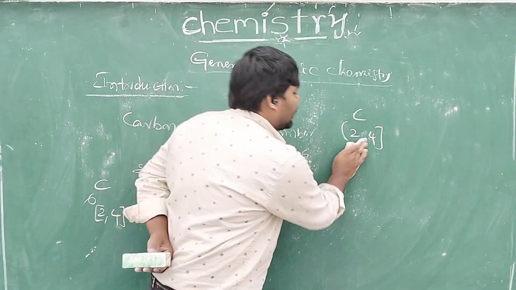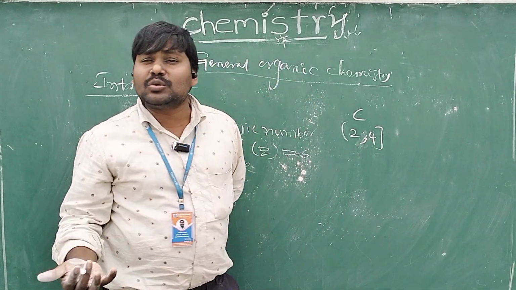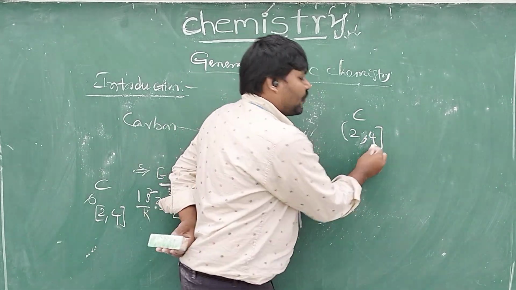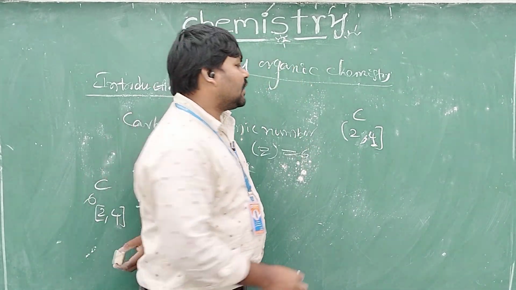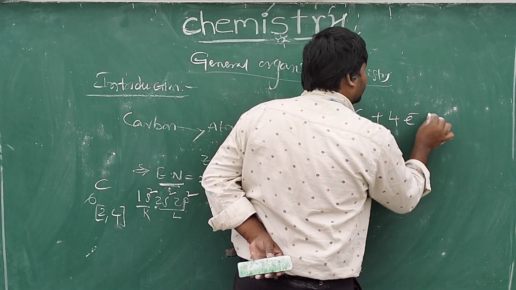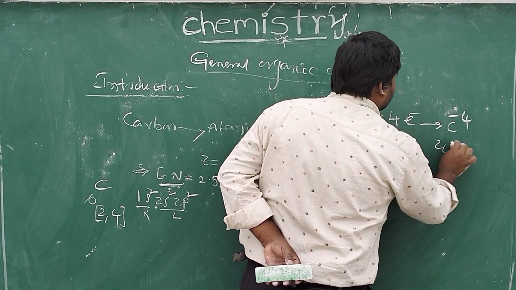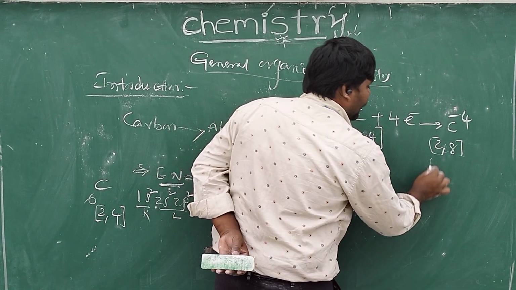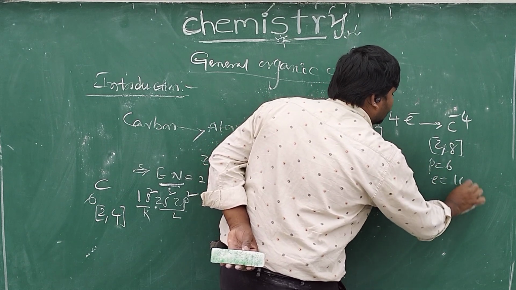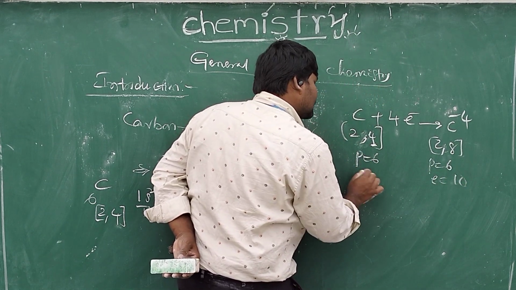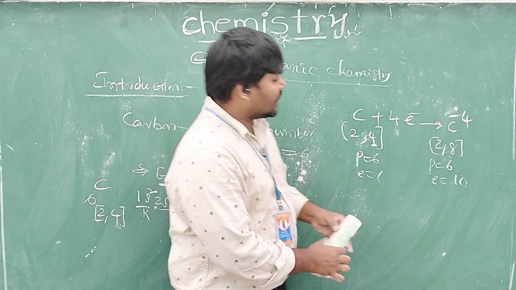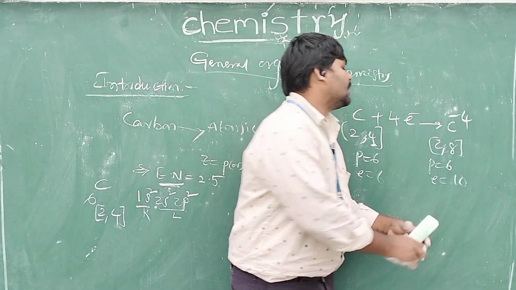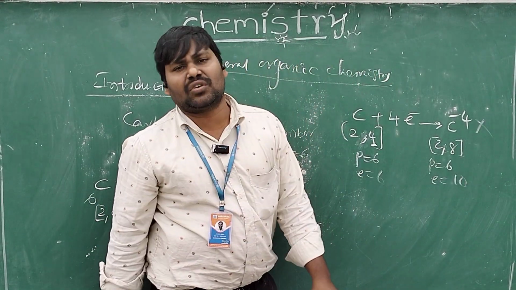Now in this carbon, to get stability, either losing or gaining of electrons. For example, here there are 4 valence electrons. To get the octet configuration, carbon gains 4 electrons to form the carbide ion. In this form, carbon cannot exist because here the number of protons is 6 and the number of electrons is 10. In the carbon atom, protons are 6 and electrons are also 6. Here 6 protons cannot hold 10 electrons. That's why carbon cannot exist in this form.